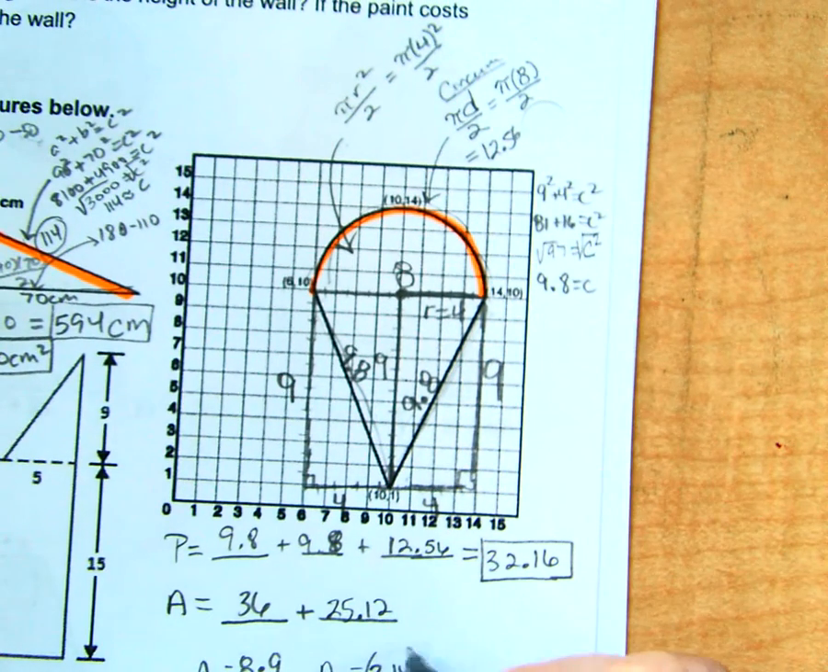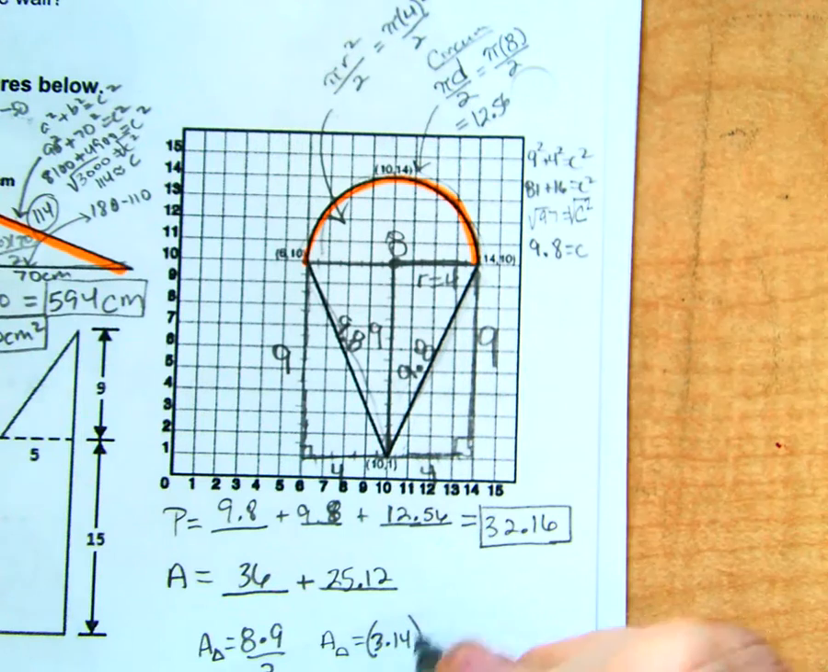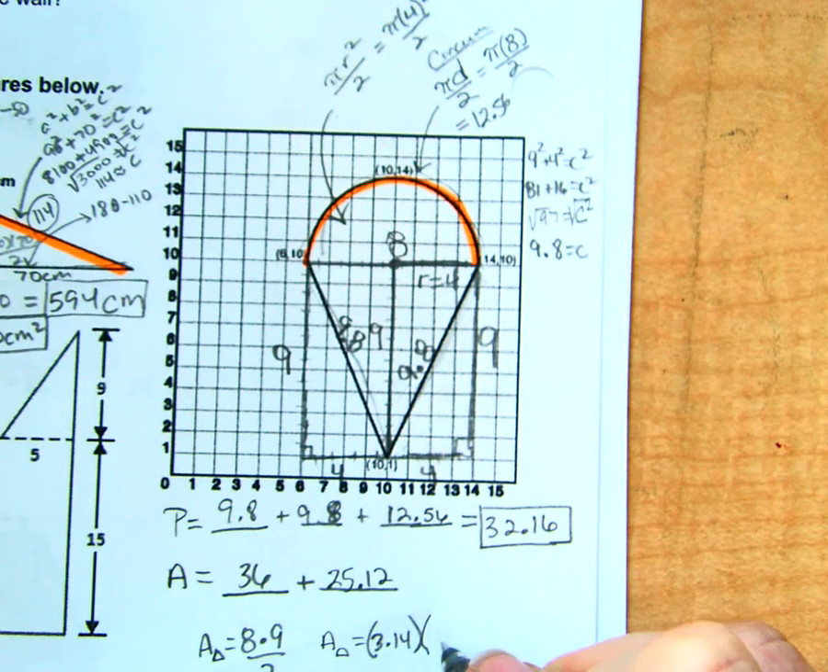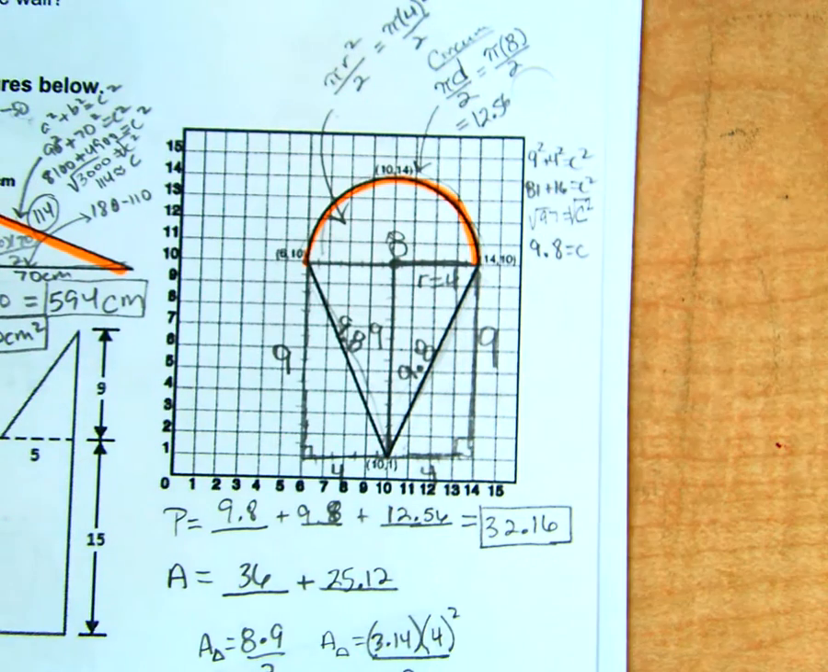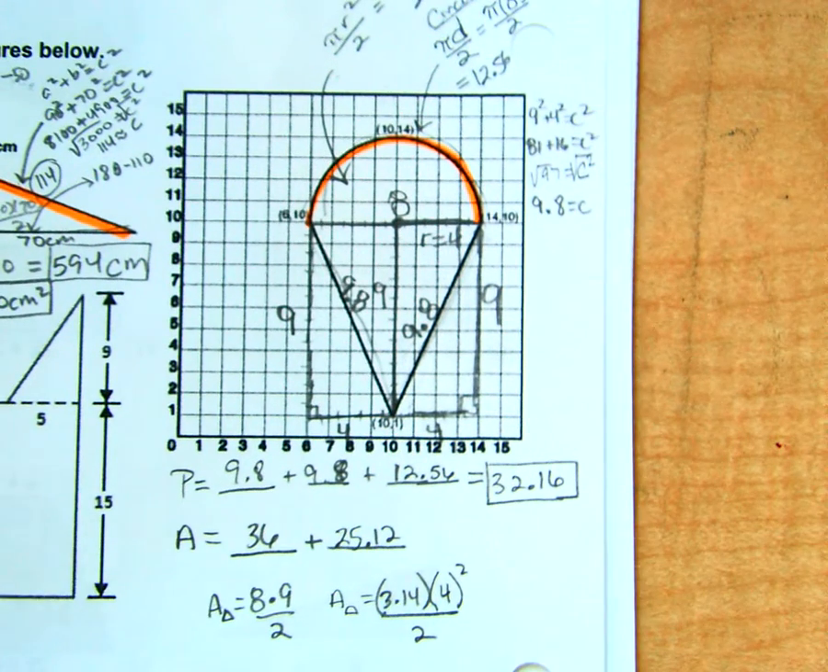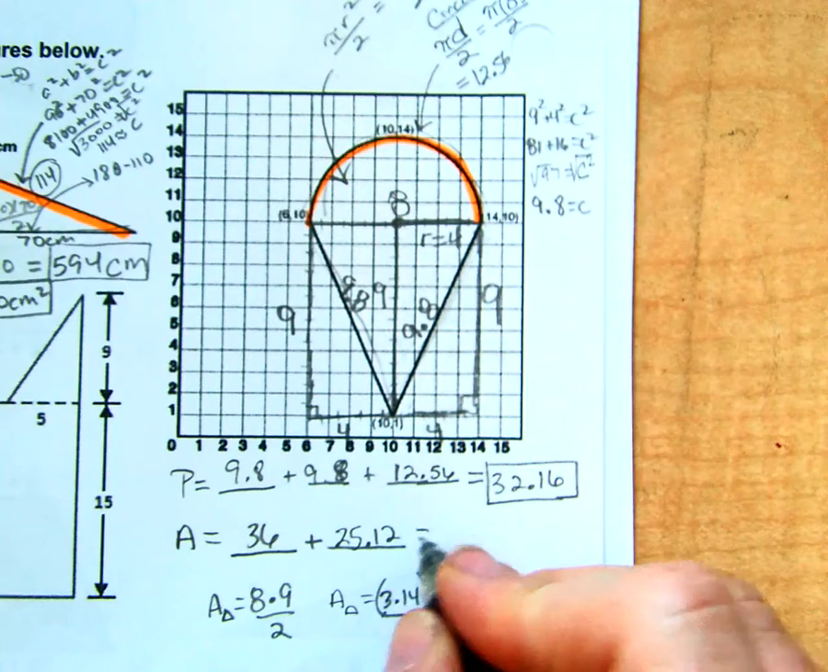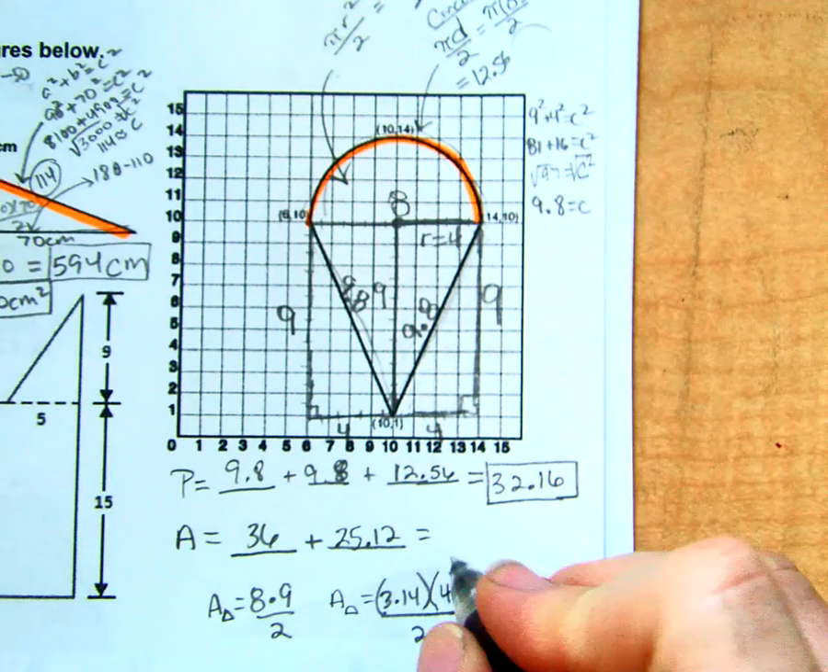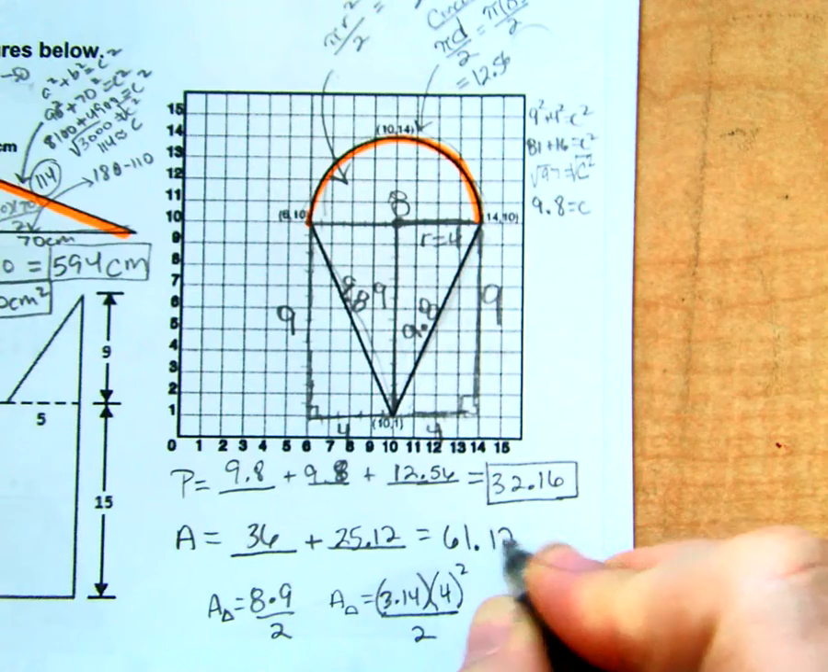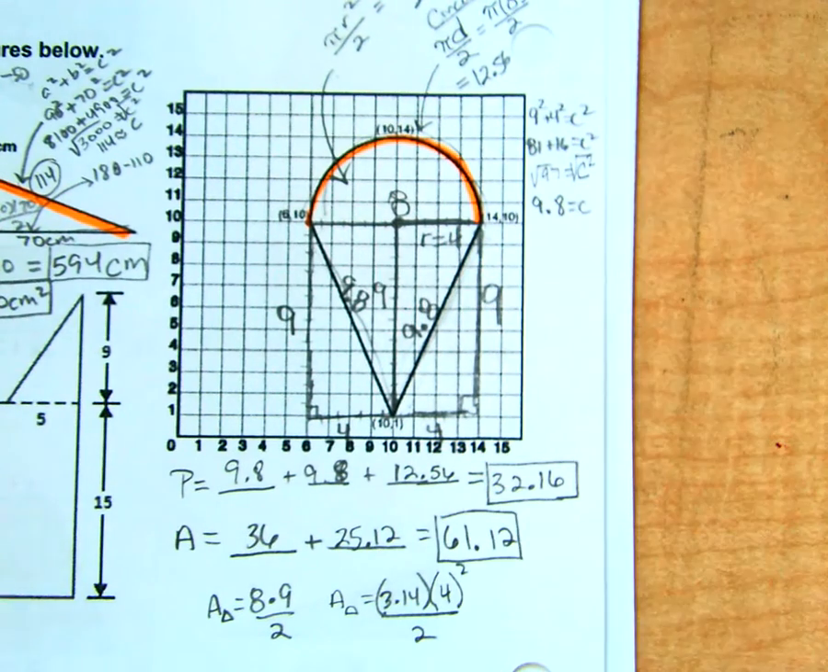So again, I went pi, or 3.14, if you don't have a nice calculator. I don't. I'm using my phone currently. Times radius squared. So my radius was 4, so I'm doing 4 squared, and dividing that by 2. And then I'm going to take those two numbers and add them. And I'm going to get 61.12 as my area.